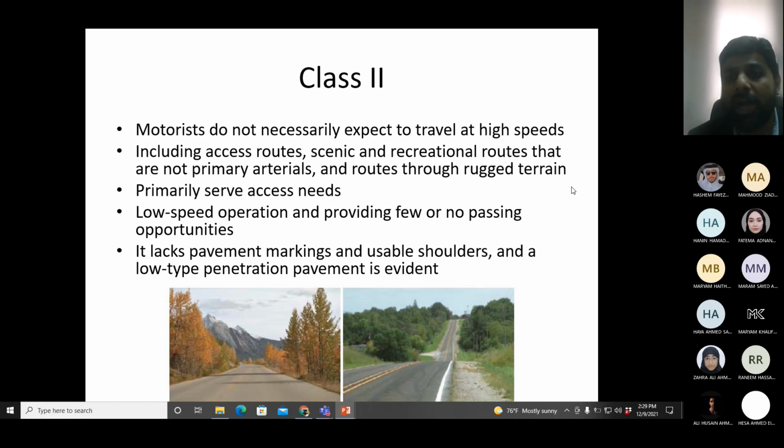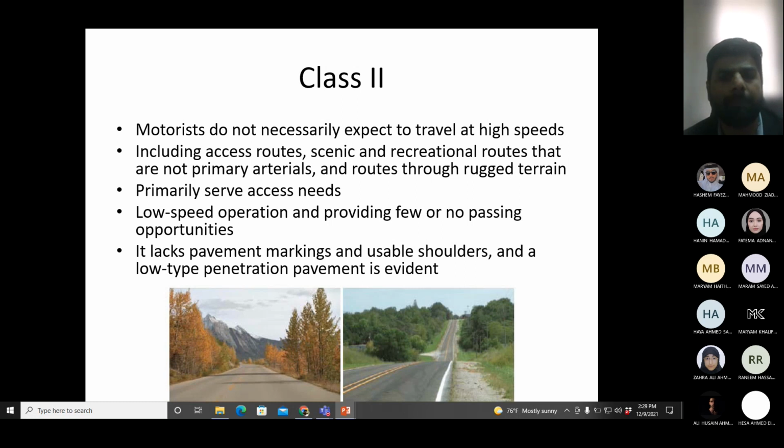Rugged, rough, sharp terrain, like you can see in the picture over here at the bottom. Mountainous areas are usually rugged terrain, right? But at the end of the mountainous area, you will find many beautiful places for picnics and relaxation. Okay, so we want to go for relaxation, but the highway which will take us there will pass through, most of the time, rugged terrain.